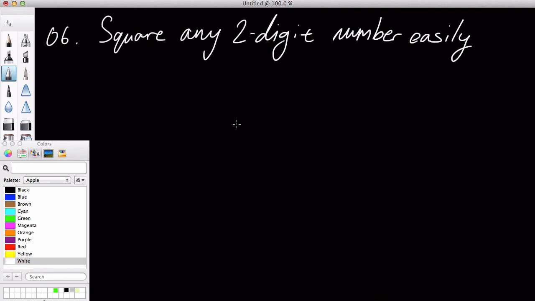Hey guys, in this video we are going to be looking at how to square any two-digit number easily. So like 65 times 65, or 74 times 74, or technically 74 squared, or 83 squared and so on. Without any more rambling, let's start off with a relatively high number as an example. Let's make it 68. 68 squared equals something.